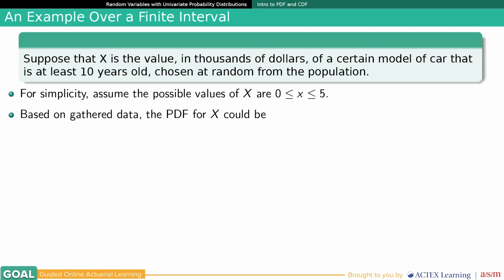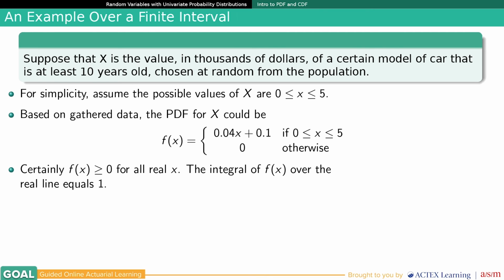Based on gathered data, the PDF for capital X could be this particular function, and if you go ahead and take the time to graph this particular function, you'll see its graph is the same as the graph that we saw on the first content slide, where x goes between 0 and 5, and the areas under the PDF give you probabilities. And it makes some intuitive sense if you think about the application here, that for cars in this model that are at least 10 years old, perhaps most of them would have values closer to $5,000 than closer to $0. It's maybe not the case, but it's certainly plausible.